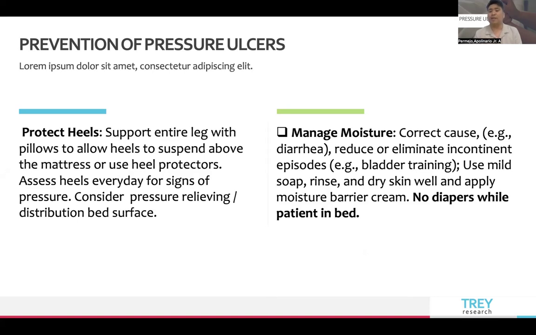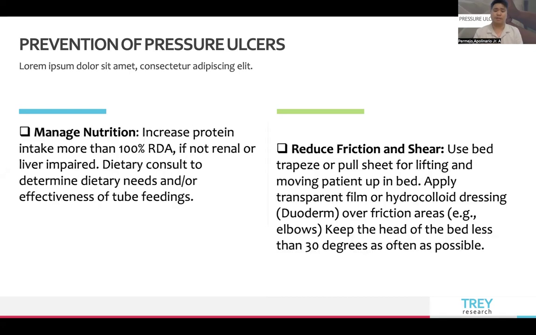The fourth one is to manage moisture. Correct the cause, even for patients who have existing diarrhea. We can reduce or eliminate incontinence episodes by doing perineal care using mild soap, rinsing, drying the skin well, and applying moisture barrier cream. And if patients are incontinent and not undergoing bladder training, we should avoid applying diapers while the patients are in bed.